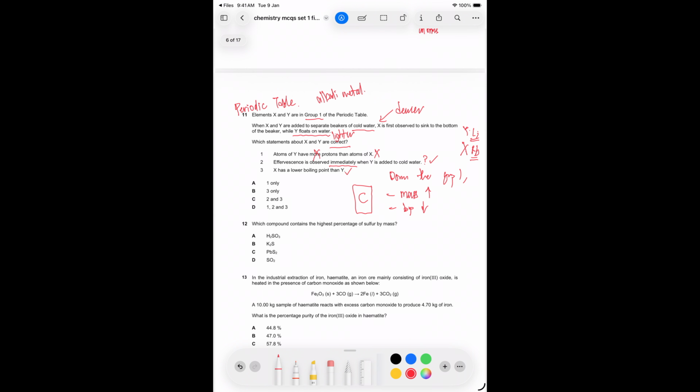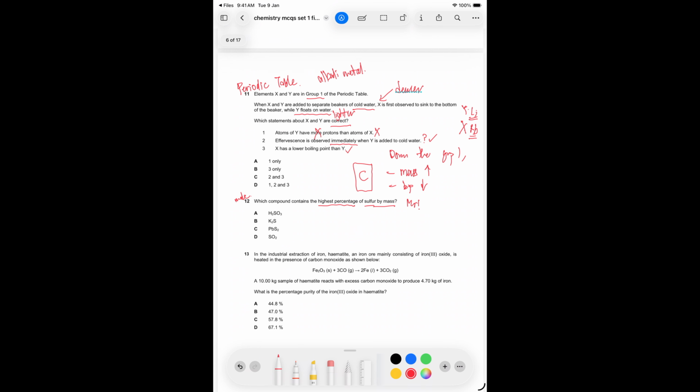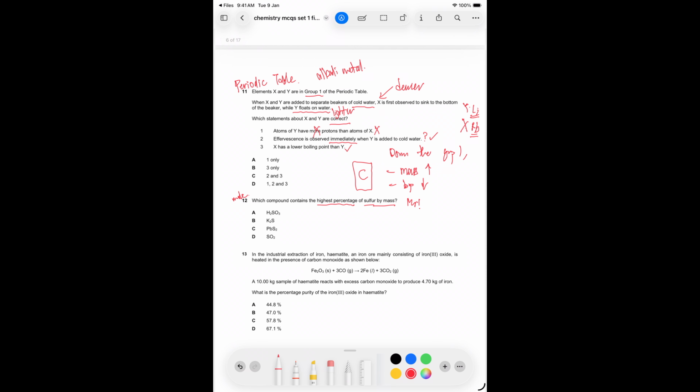Next one, question 12. Which compound contains the highest percentage of sulfur by mass? This is under your mole concept. For this one you just have to calculate the Mr. If you look at the periodic table, you have to do it one by one, there's no way out. So H2SO4 will be 32 over 2 plus 32 plus 48.